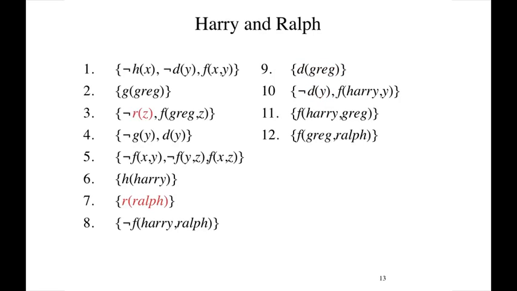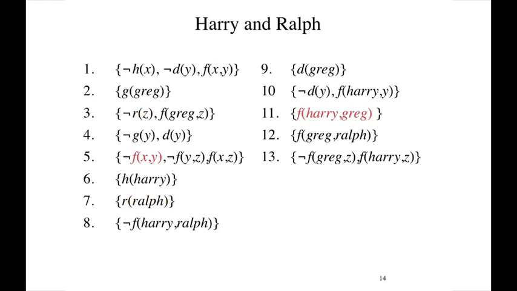Next, we resolve the clause on line 7 with the clause on line 3 to derive the fact that Greg is faster than Ralph. At this point, all we need to do is use transitivity and we're done.